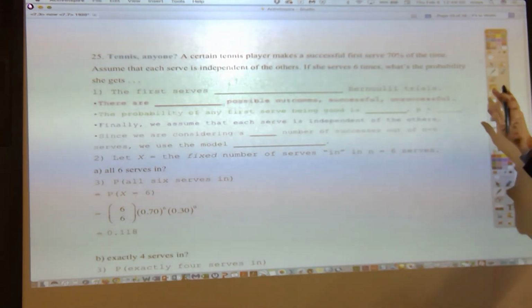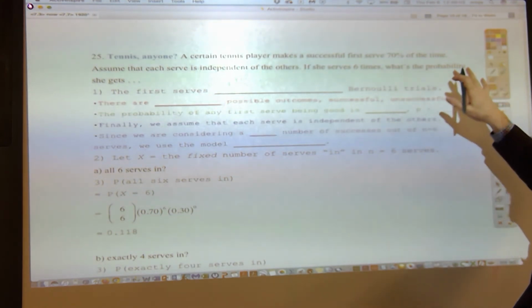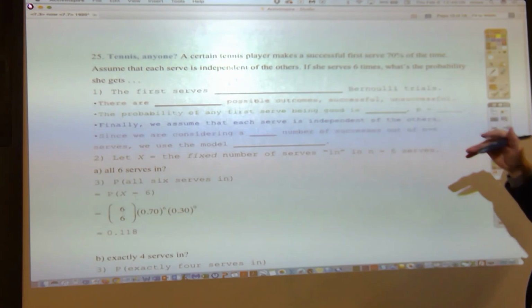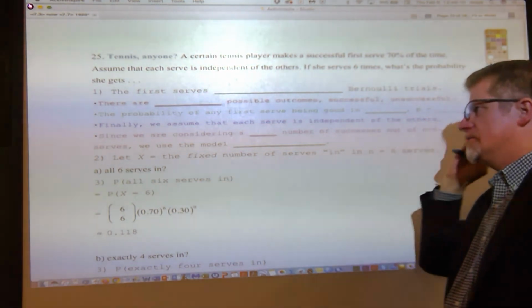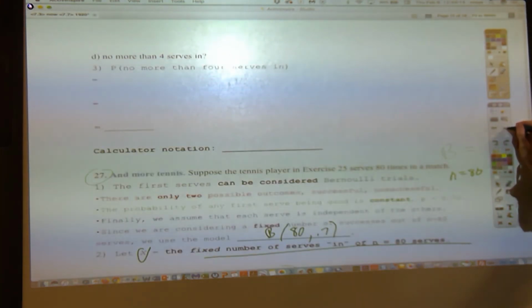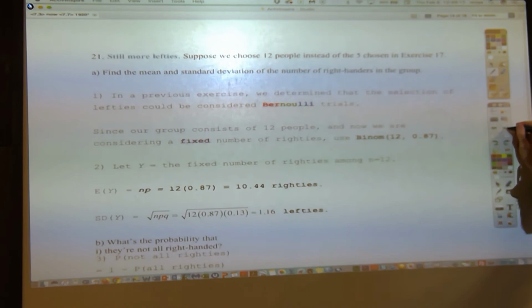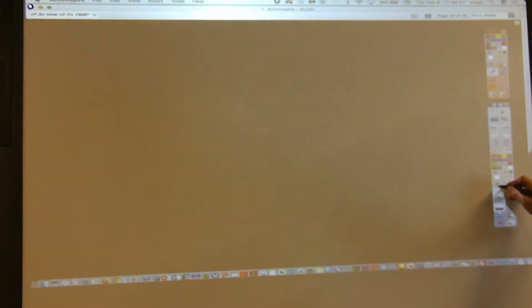So, assuming each serve is independent, if she serves 6 times, what's the probability that she gets all 6 serves in? And by the way, you do have to check the conditions for using this model, so be prepared to do that. On the test, we practice on this, so here we go.